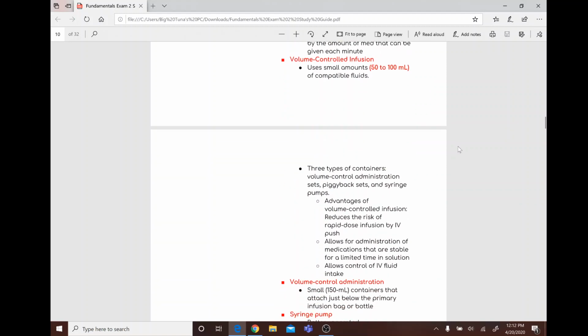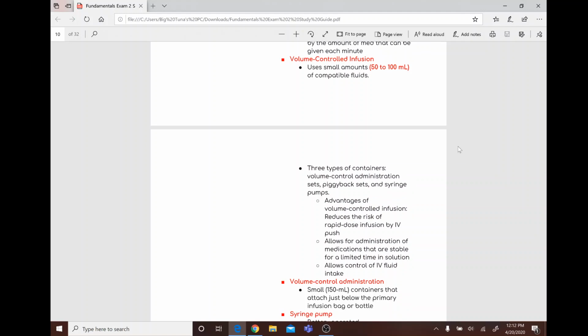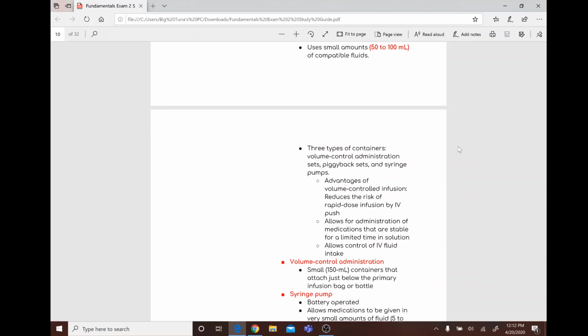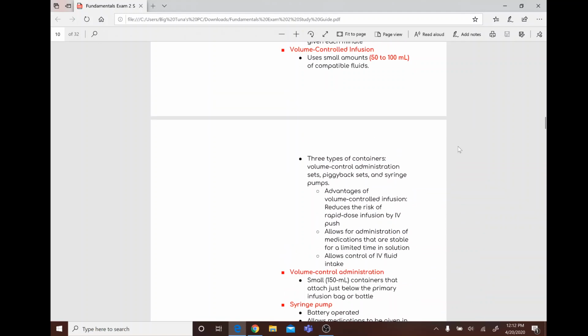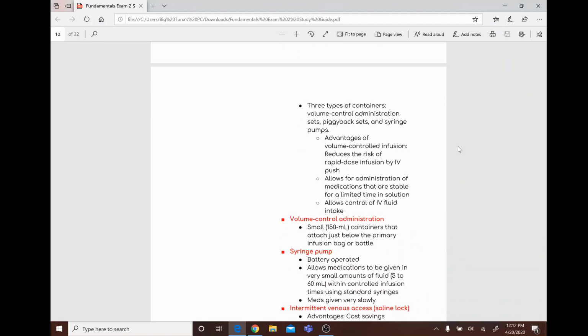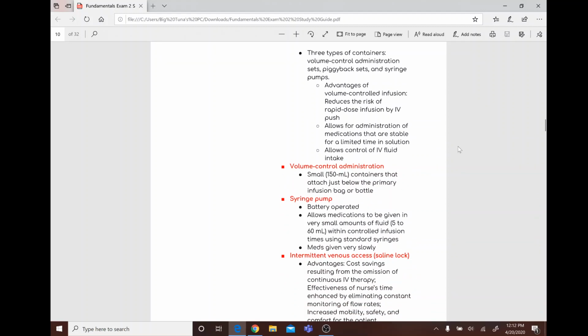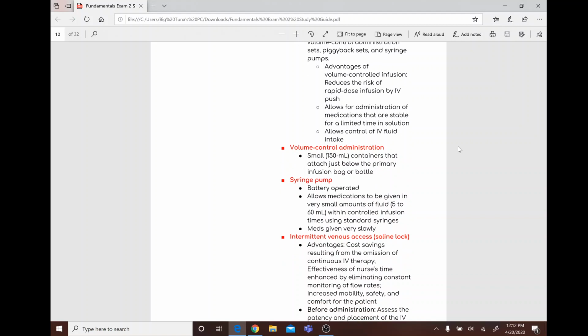Tell me about volume-controlled infusions. Use small amounts like 50 to 100 milliliters of compatible fluids. What are some examples of volume-controlled infusions? Volume control administration sets, piggyback sets, and syringe pumps. What are the advantages of volume-controlled infusions? Reduce the risk of rapid dose infusion by IV push, allow for administration of meds that are stable for a limited time in solution, allow control of IV fluid intake.